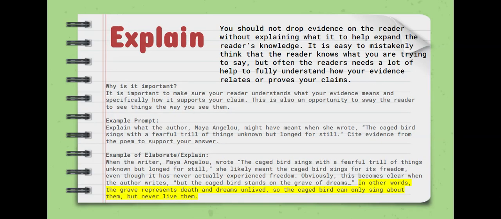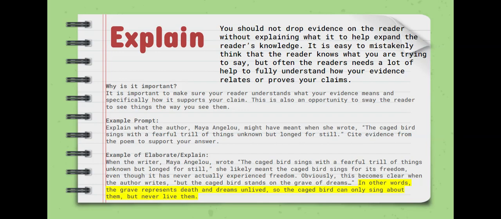All right, we're on to the last one. Now we're going to explain the evidence in our claim. You should not drop evidence on the reader without explaining what it is to help expand the reader's knowledge. It's easy to mistakenly think that the reader knows what you are trying to say, but often the reader needs a lot of help to fully understand how your evidence relates or proves your claims.